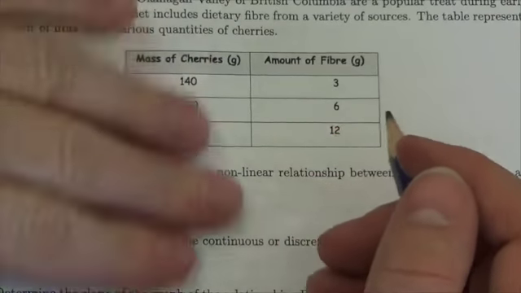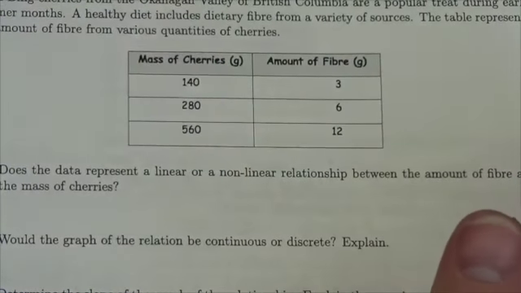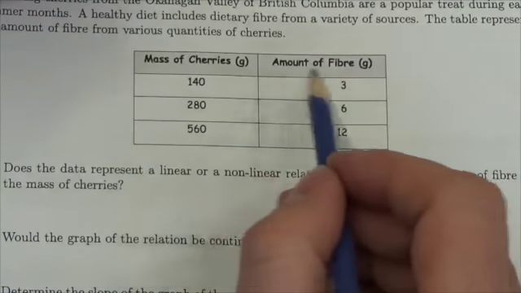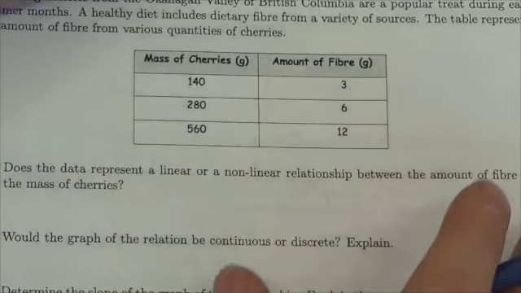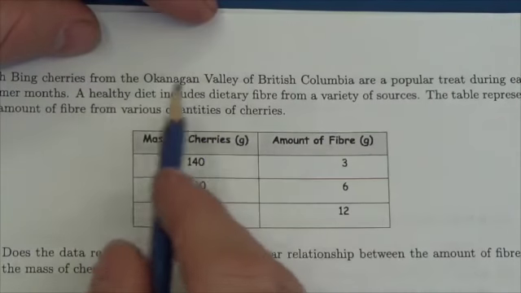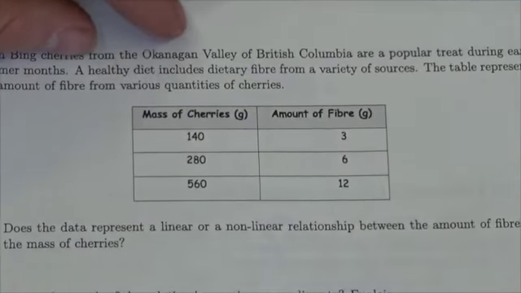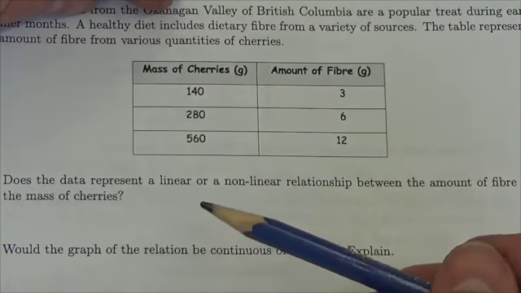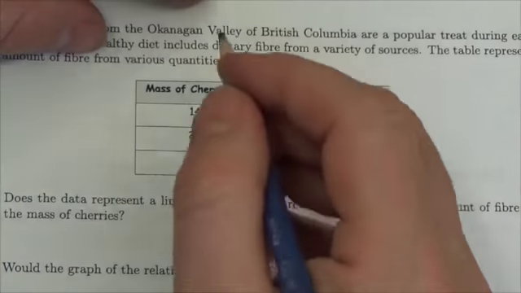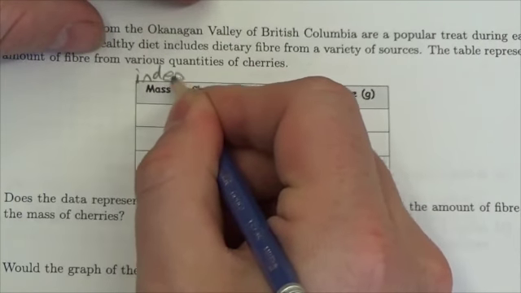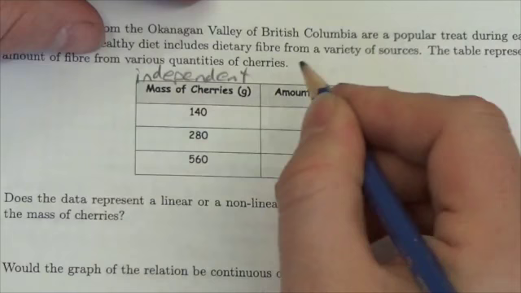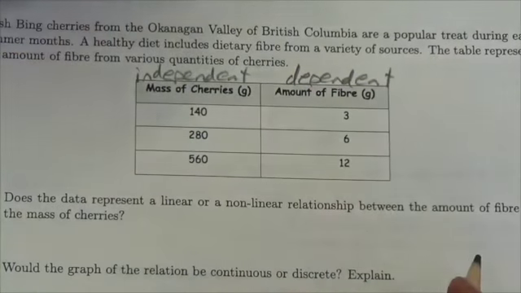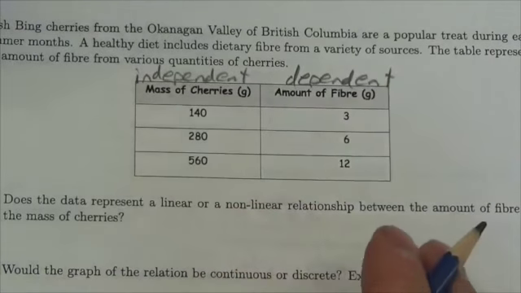What we need to do, again, like I've done before, is identify right away what's independent and what's dependent. Mass of the cherries, amount of fiber. Now, we are curious about getting fiber into our diet, and so the thing that we're going to be able to control is the mass of the cherries. What we're interested in is how that affects the amount of fiber we get. So this right here is independent. This is dependent. Okay, and again, that's important for how we answer some of these questions.